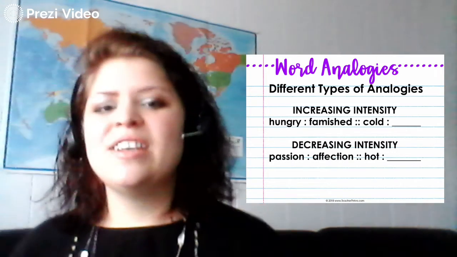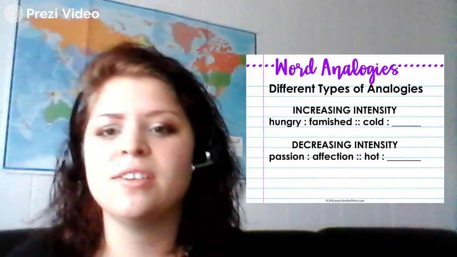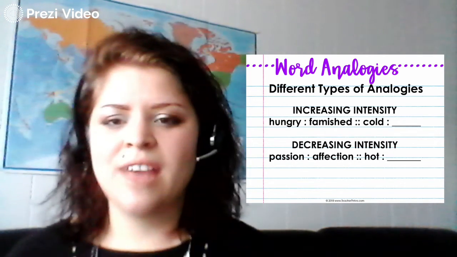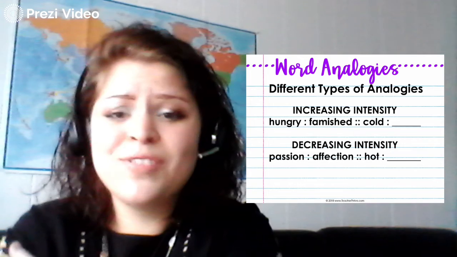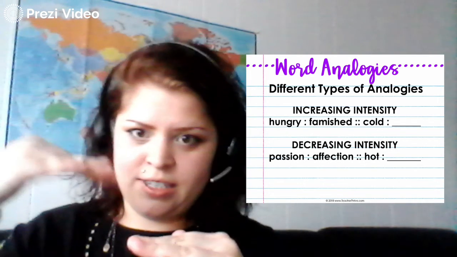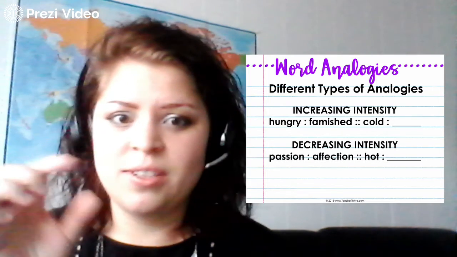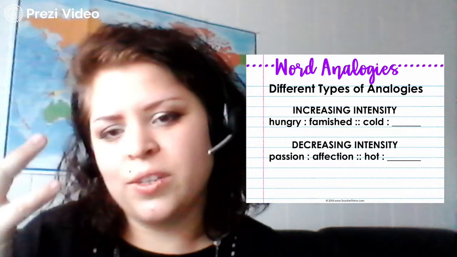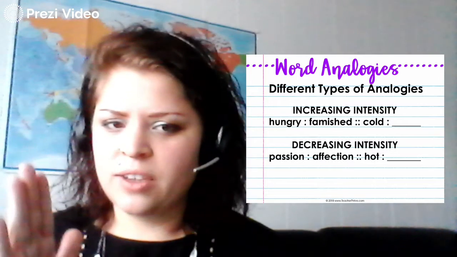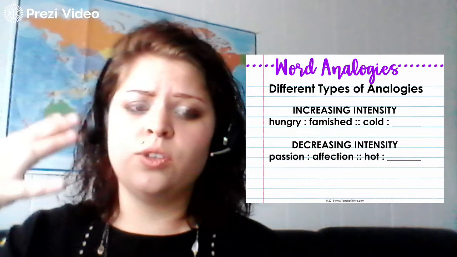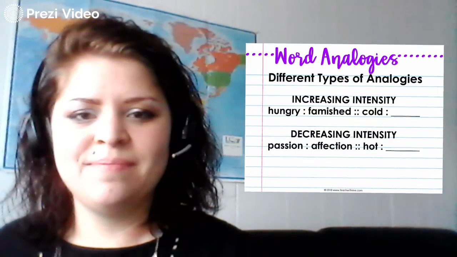Increasing intensity. So first I'm hungry, then I'm famished. Hungry is to famished, as cold is to freezing. First I'm cold, then I'm freezing. Decreasing intensity is the opposite. So first you're affectionate towards someone, then you're passionate. So passion is to affection, as hot is to warm. Decreasing intensity.